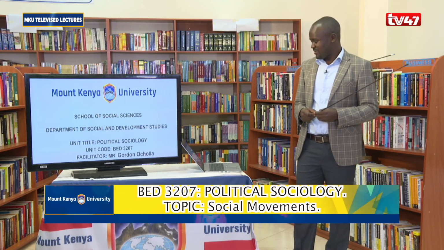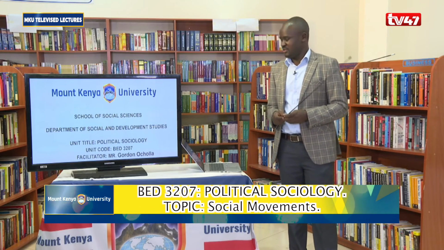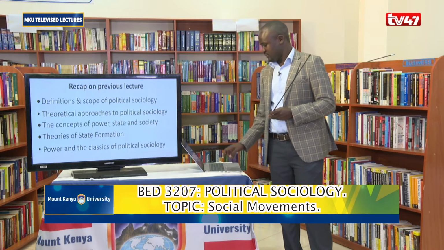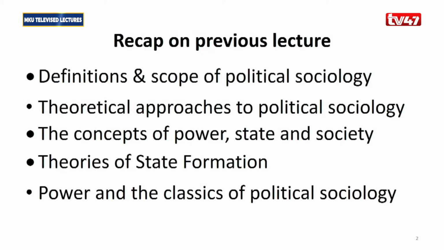We are going to start with a recap on our previous lecture. Based on other platforms that we've interacted with, we've looked at the definition of political sociology, and we saw that political sociology is a field of study that emerged as a result of the marriage between political science and sociology. It is a rich field that tries to expound the relationship between the political field and society. Apart from that, we've also looked at the theoretical approaches to political sociology. We've also looked at the concept of power, state, and society.